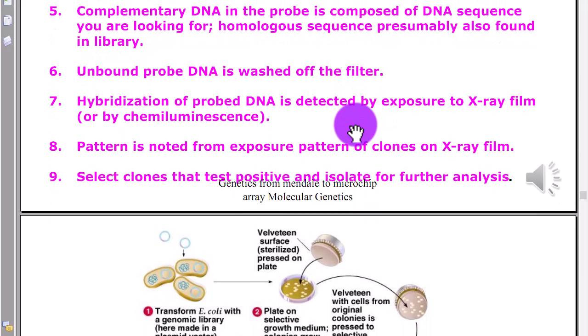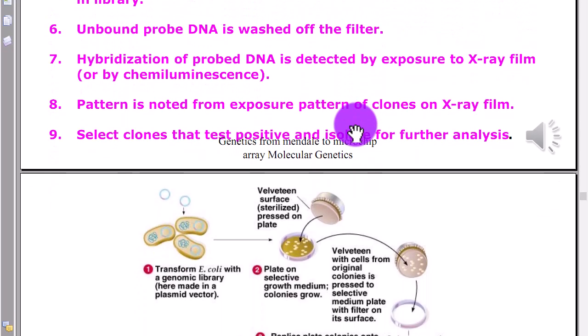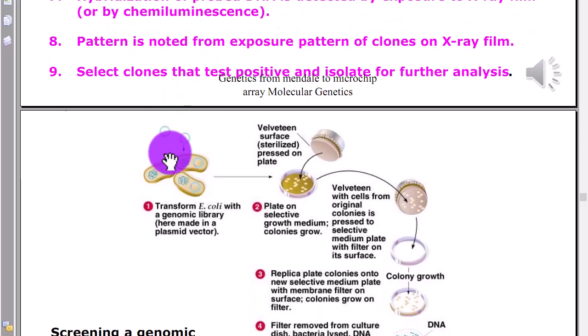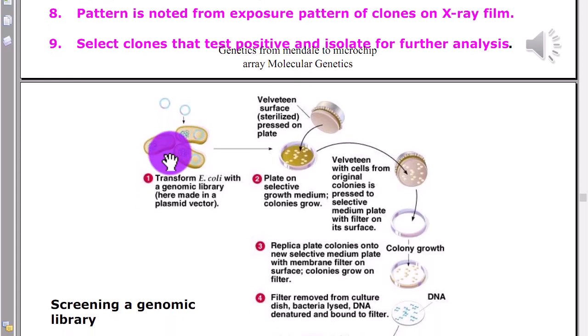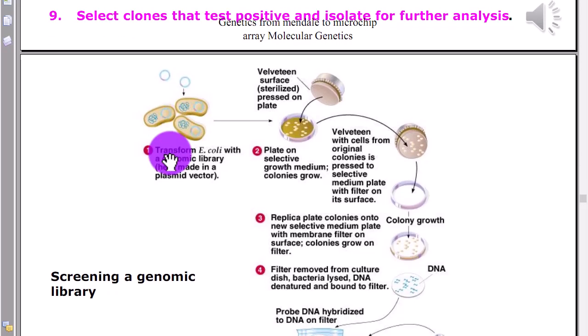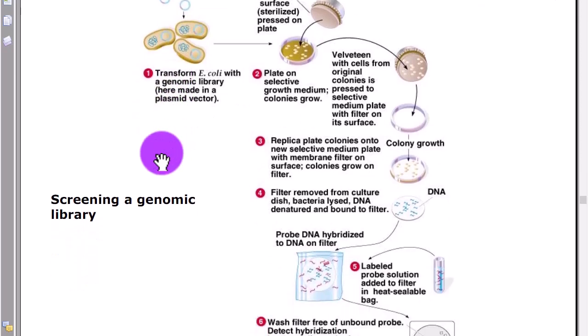Unbound probe DNA is washed off the filter. Hybridization of probe DNA is detected by exposure to X-ray film or by chemiluminescence. The pattern is noted from the exposure pattern of clones on X-ray film. Select a clone that tests positive and isolate it for further analysis.